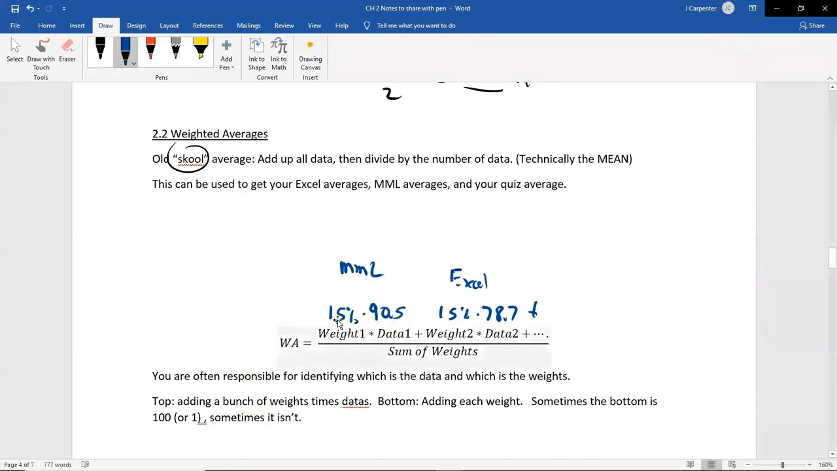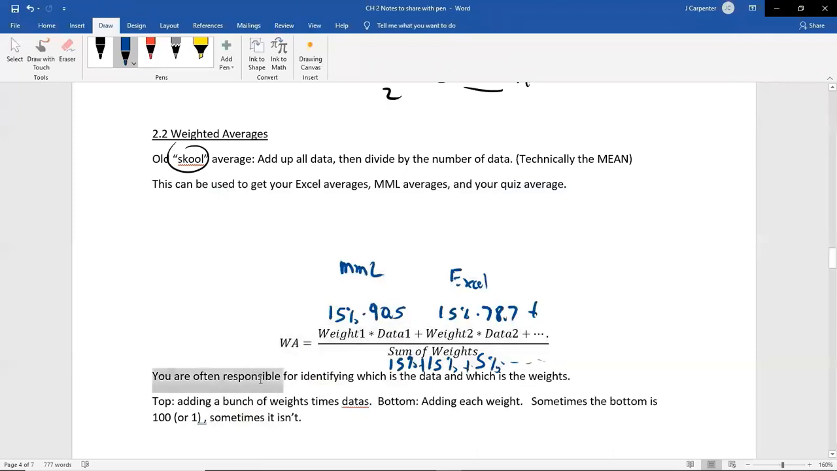So the top is the weight times the grade, or weight times the data, plus weight times data, plus weight times data. You're multiplying a weight and a data, and then adding the next weight times data, and then adding the next weight times data. This is known as a sum product because you're adding up a bunch of products. The bottom is the sum of the weights. So this would be like your 15% plus the 15% plus the 5%, et cetera, et cetera. All the different categories of grades that we just related to.